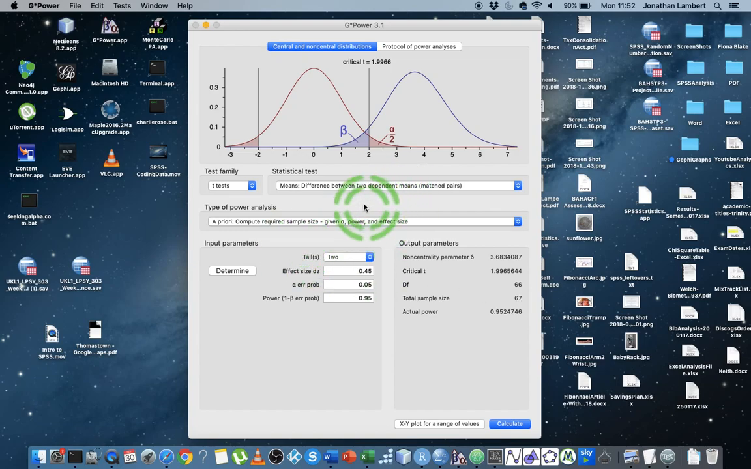This is a dependent samples test. This is like where you had a pre and a post measure on the same individuals. If we had 67 individuals and we measured them before they came onto the course, and then at the end of the course, measured their performance, well then for me to observe an effect size of 0.45, which is just below a medium effect, and to be 95% confident that if I do reject, I've rejected correctly, and to observe that effect 95% of the time if it actually is there, what we require is 67 participants in the experiment.